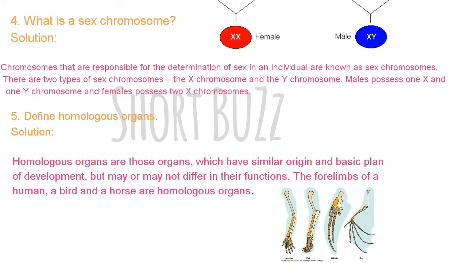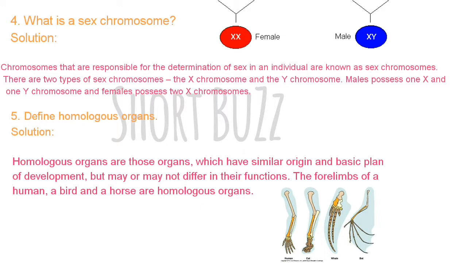The fourth question says, what is a sex chromosome? Chromosomes that are responsible for the determination of sex in an individual are known as sex chromosomes. There are two types of sex chromosome, the X chromosome and the Y chromosome. Male possesses one X and one Y chromosome, whereas the female possesses two X chromosomes.